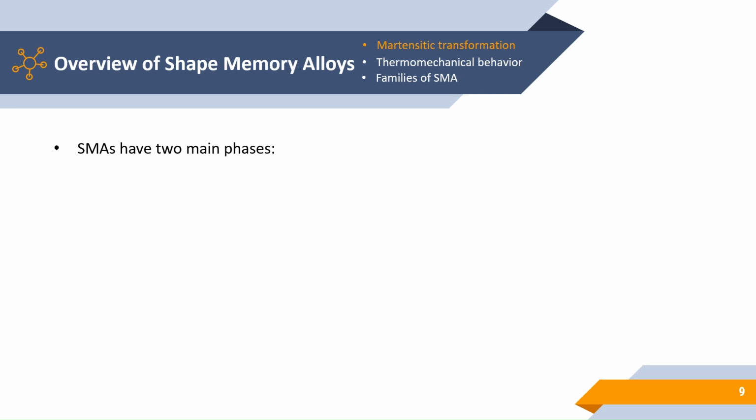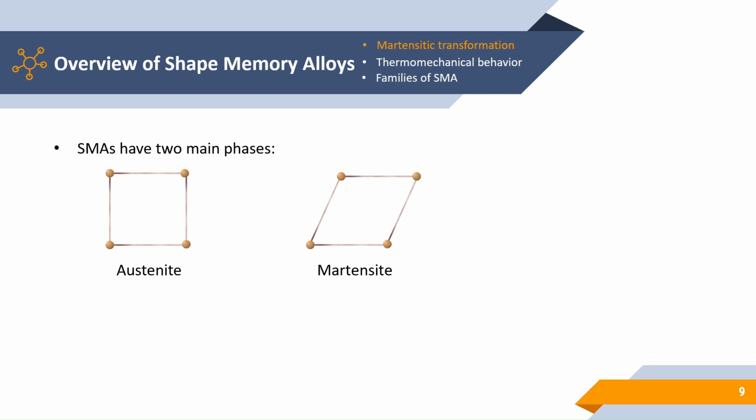Shape memory alloys have two main phases: austenite and martensite. Austenite is symmetric, while martensite is less symmetric. Also, austenite refers to the high temperature phase, while martensite refers to the low temperature phase.